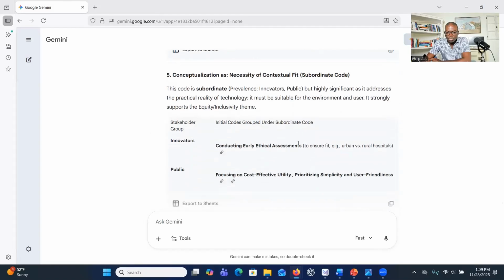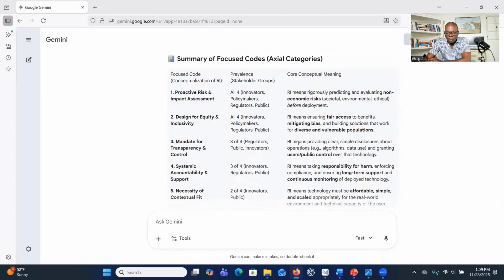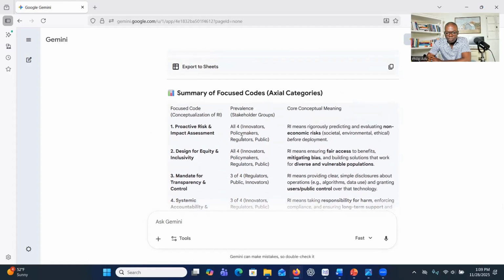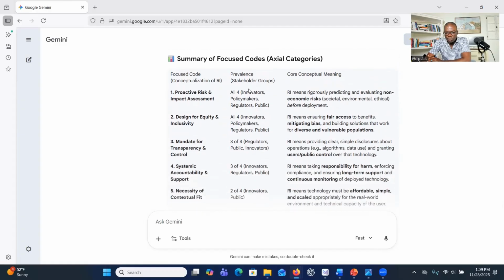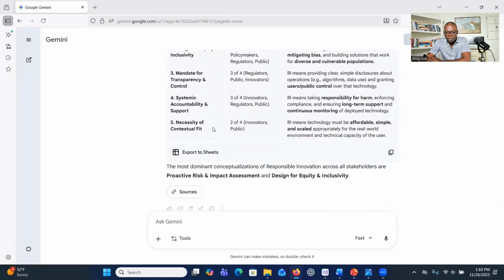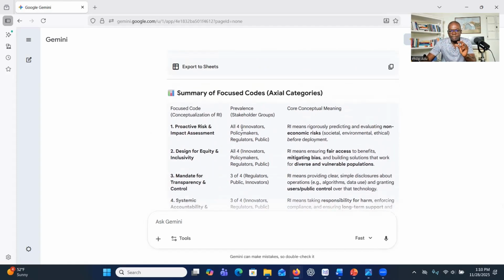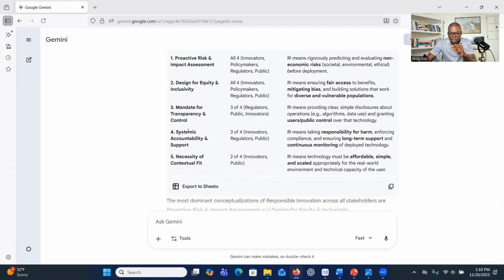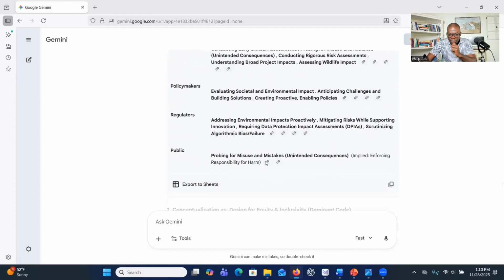So the system has identified the dominant codes and then grouped the other codes under them. You can see here that these are the focus codes. All these five are the dominant codes. It shows the prevalence, why these are dominant, and the core central meaning, using these three criteria in support. I like that the system has provided the reason why it is saying that these five are dominant. Perfect. Under the dominant codes, the system was able to group the others.